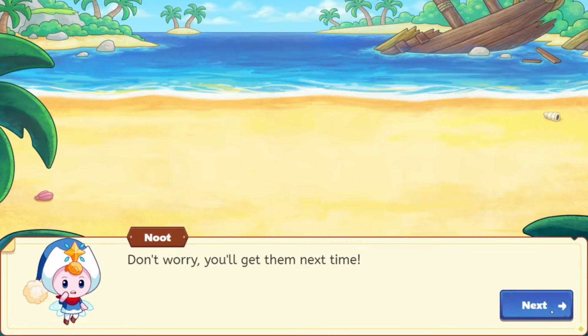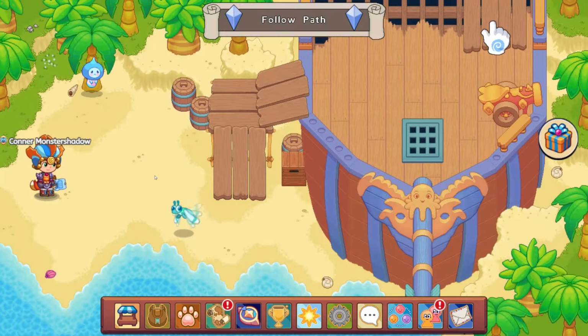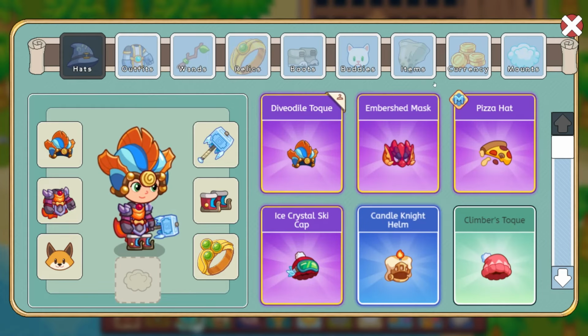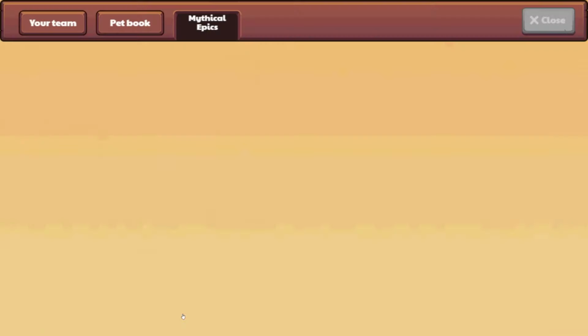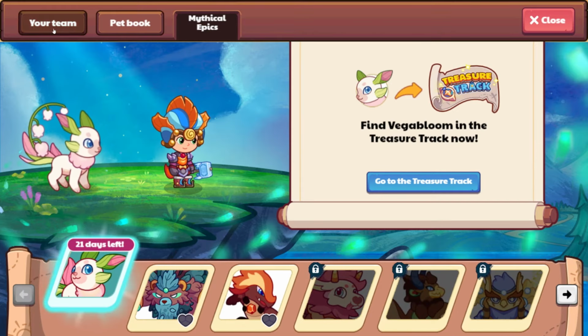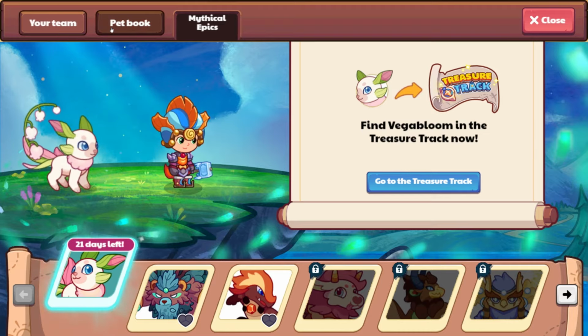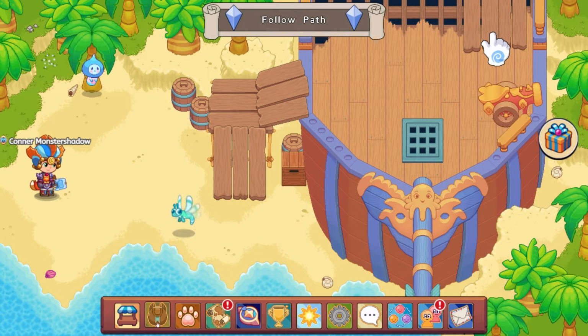All right, we will get them next time. We definitely need more magic coins even with the membership. Let's take a look here at our magic coins. So 120 magic coins. Let's look at our pets that we have and see if there's something that we can level up. I don't think that's enough to catch any of the pets that I would use. Let's see.